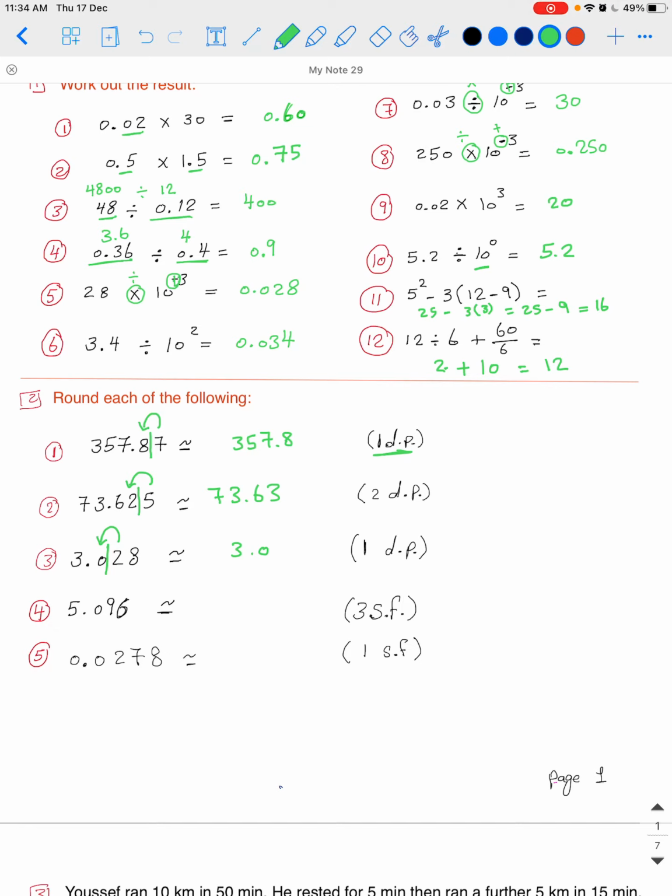The third significant figure, it will be 9. So 6 will give 9 anything? Yeah, so it will be 10. 0 and carry up 1.